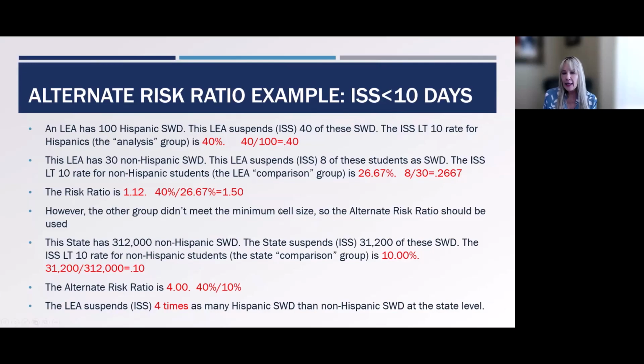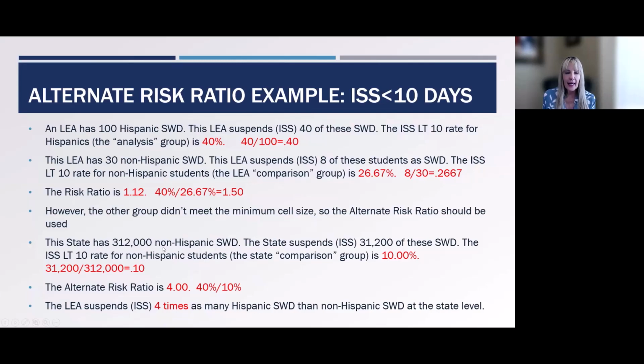However, I said that we have minimum cell sizes and N sizes. The minimum cell size has to be 10, which refers to the numerator. So we don't have enough non-Hispanic students suspended for us to use this rate. And so therefore, we use an alternate risk ratio. So what's an alternate risk ratio? That is looking at the state data for the comparison group.